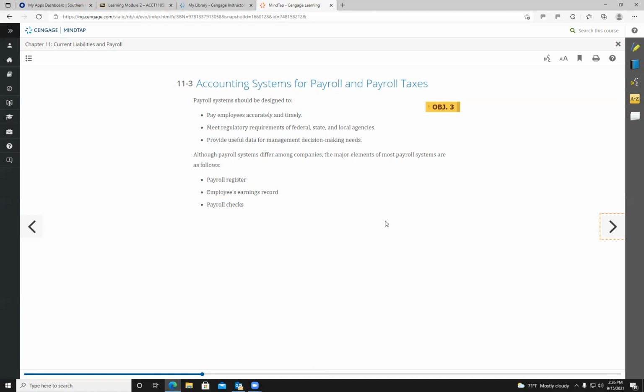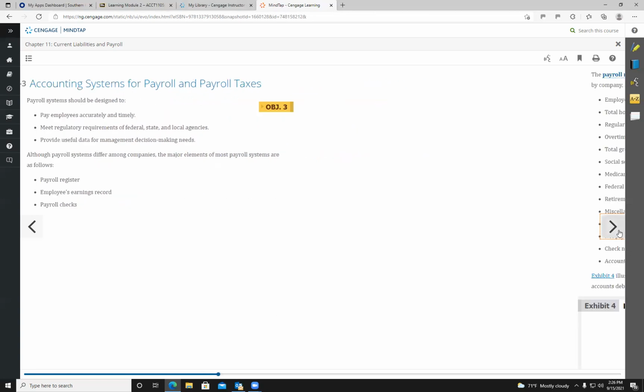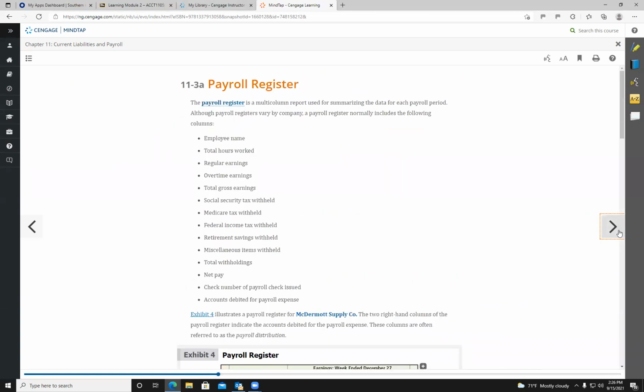Now, although payroll systems will differ among companies, there are major elements of most payroll systems that are pretty common. You'll have a payroll register, your employee's earnings record, and then the actual payroll checks themselves. So let's start by talking about the payroll register. It's a multi-column report used to summarize the data for each payroll period.